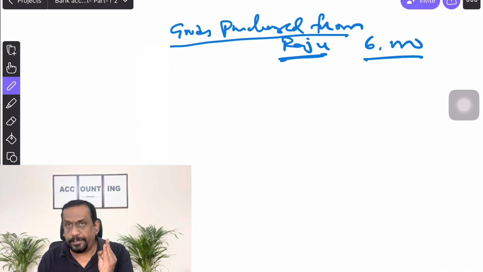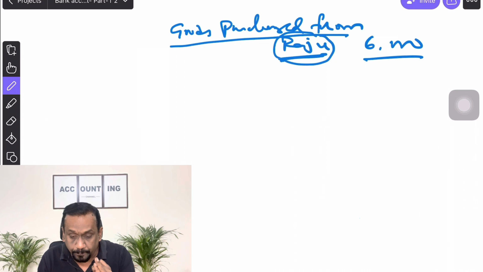One. Second point, if they have not mentioned about the cash, next question you need to ask, did they mention from whom these goods are purchased? Raju. Since they have given the name of the person from whom the goods are purchased, and since they did not mention about cash, this transaction has to be considered as a credit transaction. Again I am repeating. How do we treat this as a credit transaction? Goods purchased from Raju, they did not mention about the cash.